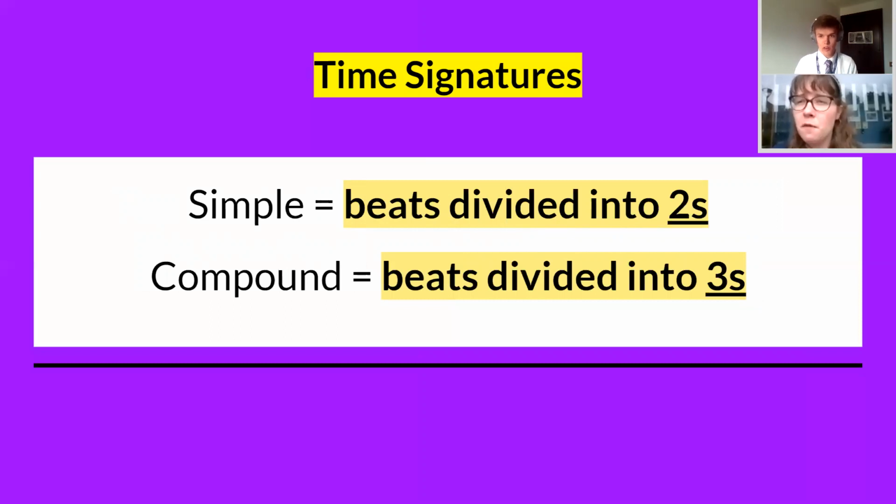So in 4/4, there are 4 crotchet beats. Each of those beats can be split into 2 quavers, can be split in half. Any time signature in 2/2, each minim beat can be split into 2 equal crotchets. Whereas compound are your 8s, your 6/8s. Each beat is a dotted crotchet and can be split into 3 quavers.